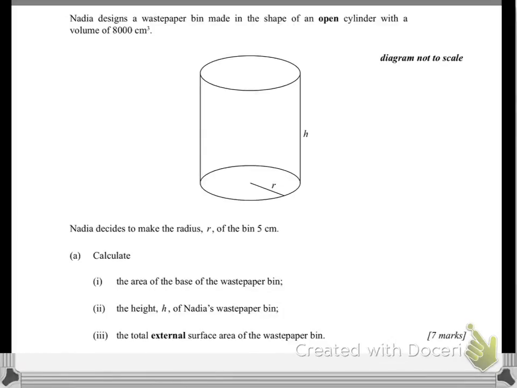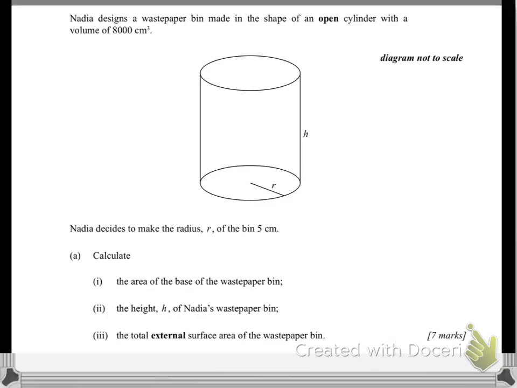Okay, so here we have a waste paper trash can that is in the shape of a cylinder. And notice that it says it's open, so that means there's no base on the top. There's just a base on the bottom. And so the first question, A, is they ask for the area of the waste paper bin.